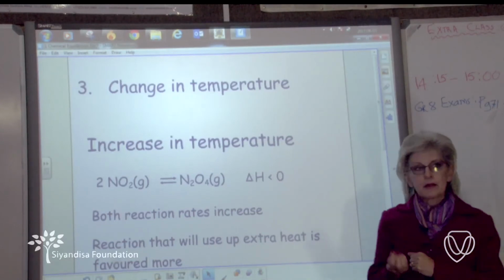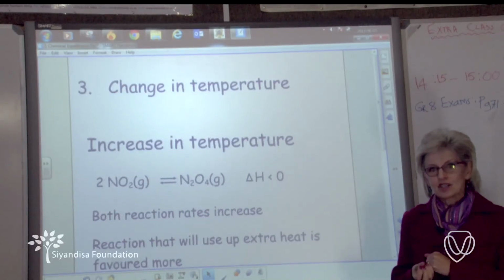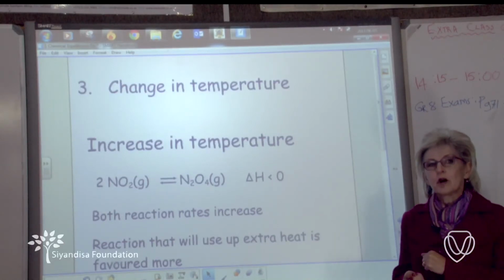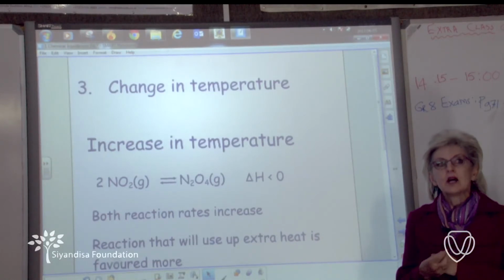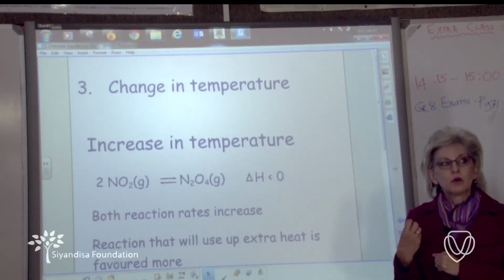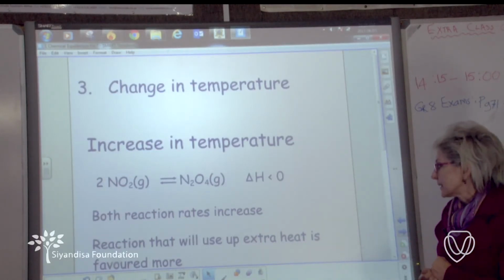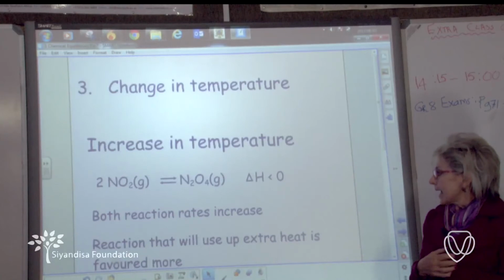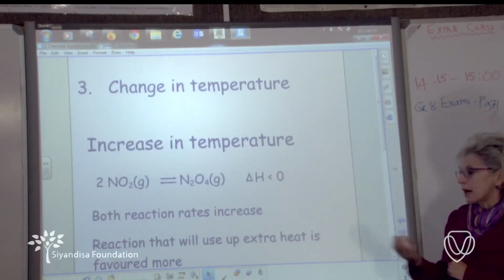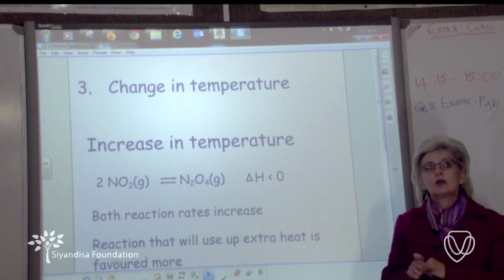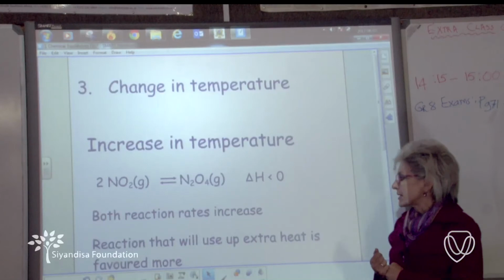Because you will remember the definition for temperature: the average kinetic energy of the particles. So if your particles have more kinetic energy, it follows that they will collide more often and there will be more effective collisions per unit time, and that means that the rate increases. So now, the reaction that will use up the extra heat is favored more. Both reaction rates increase, but one will increase even more. Which one is that? That is the one that can use up the heat.